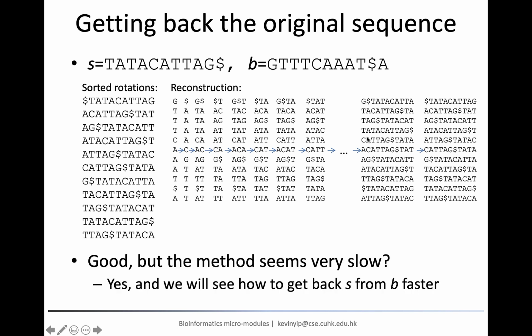As usual, one big problem of this conceptual method is that it is very slow. In fact, it also requires a lot of space. In the next module, we will introduce the fifth property of the sorted rotations, which can help us get back S from B very efficiently. That property will also help us construct a method for performing text search using BWT.